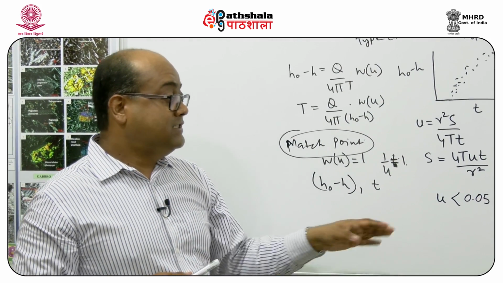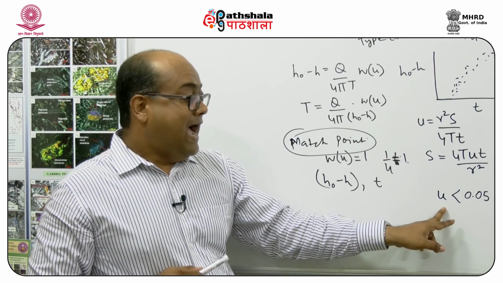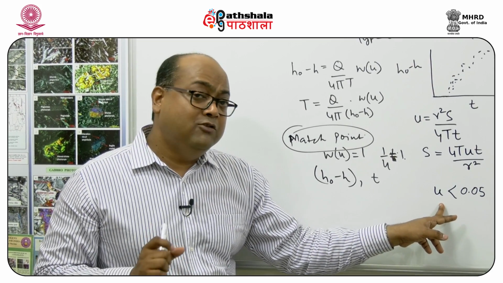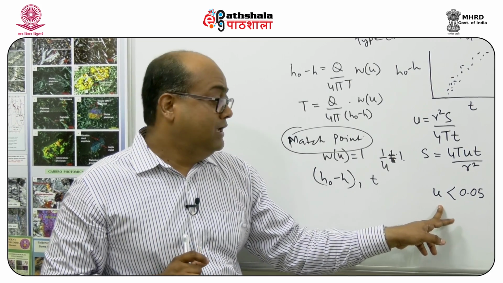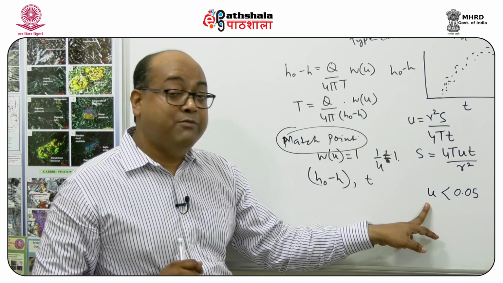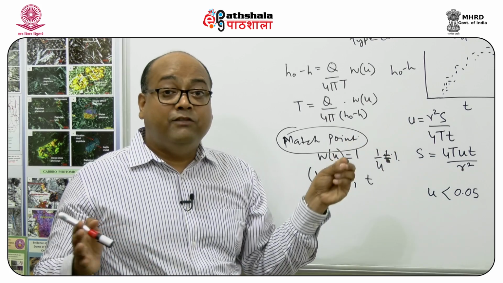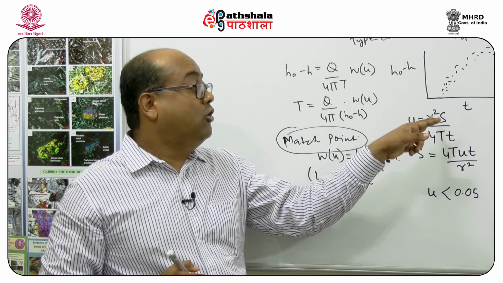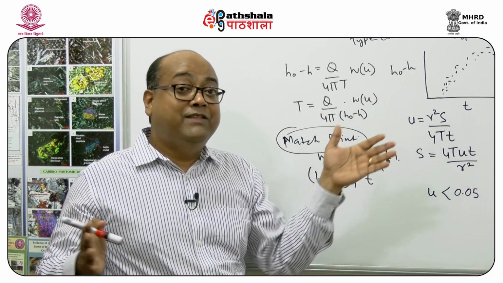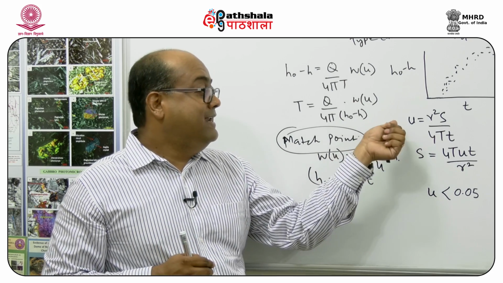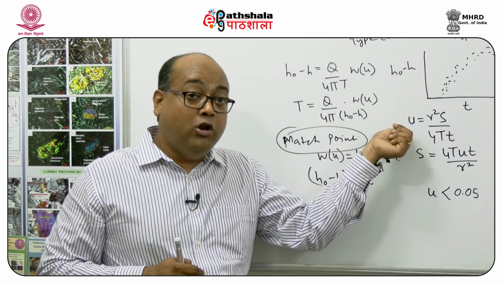Okay, so what he saw was that for lower values of u, if the value of u is very, very small, how can a value of u be small? Number one, if you look at this equation, if the observation well is very close by, because of the radius, if the radius is small, then the value of u can be small.